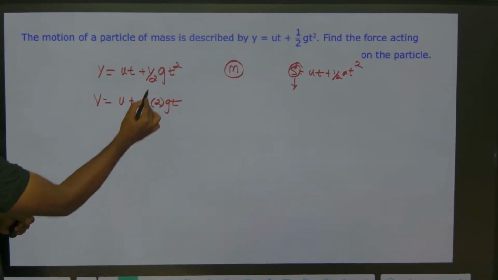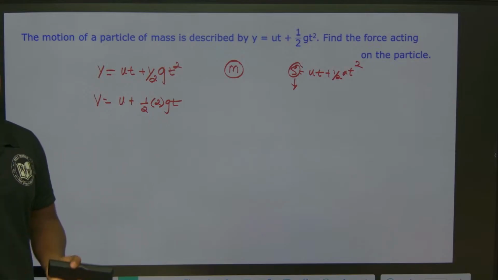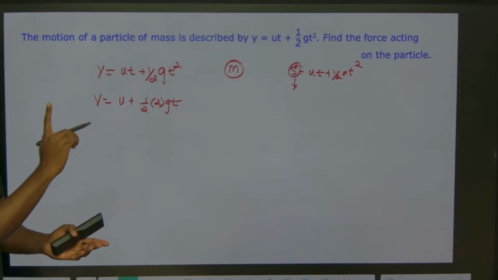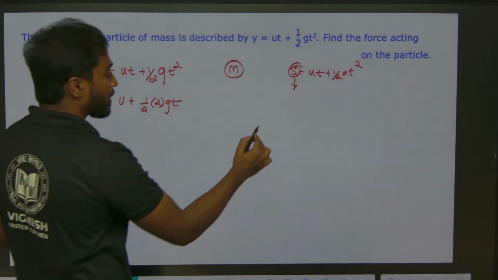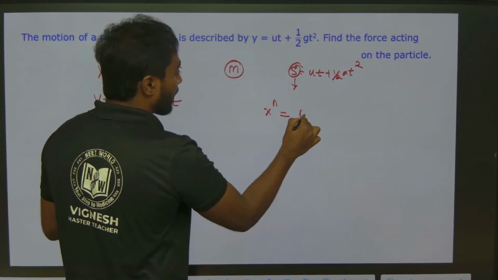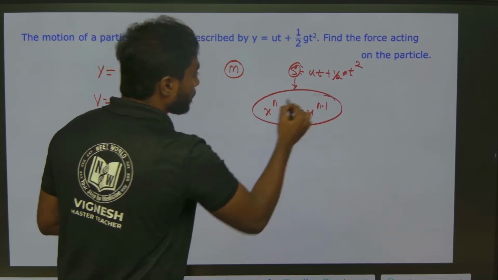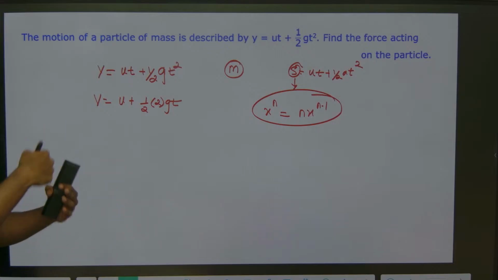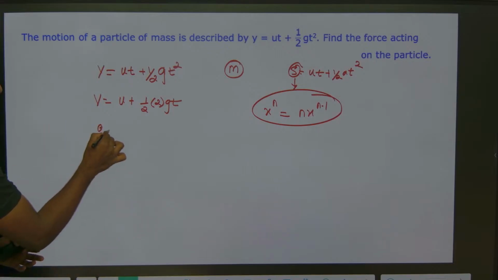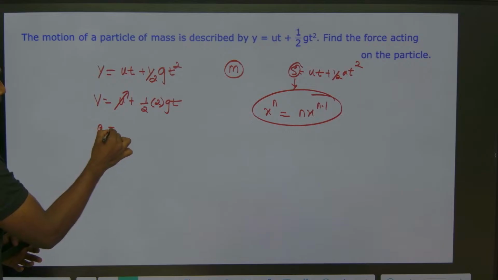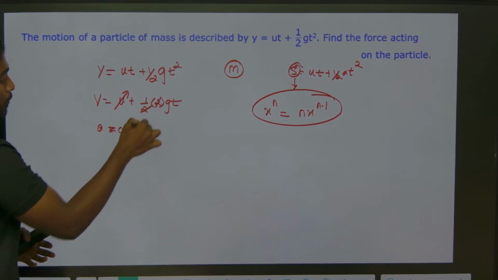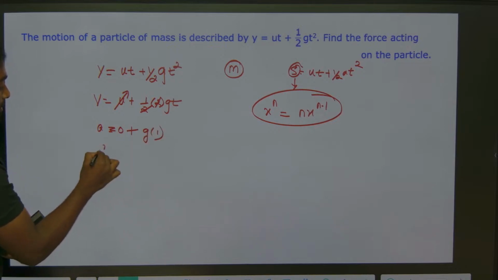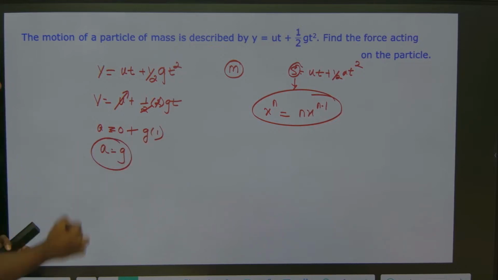Half is constant, g is also constant. So t square will become 2t, t will become t only. What is the formula? X power n is nothing but n into x power n minus 1, differentiation. So what will happen if I want acceleration? Again differentiate with respect to time, which is nothing but a will be equal to 0 plus 2 will get cancelled, g into 1, which is nothing but a will be equal to g only, right?